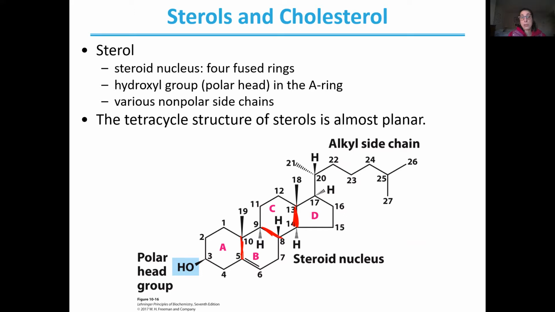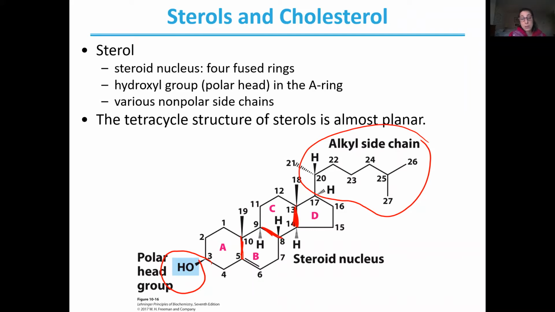Generally, they have a hydroxyl group, a polar end that is attached to the A ring, or that first 6-membered ring. So across the board, all of our sterols are going to have this polar head group. They all are going to have these 4 fused rings, and they're then going to have a general alkyl side chain. This is variable, and some of these other side chains, for example, here and here along the way, also can be altered depending on what type of sterol they are.